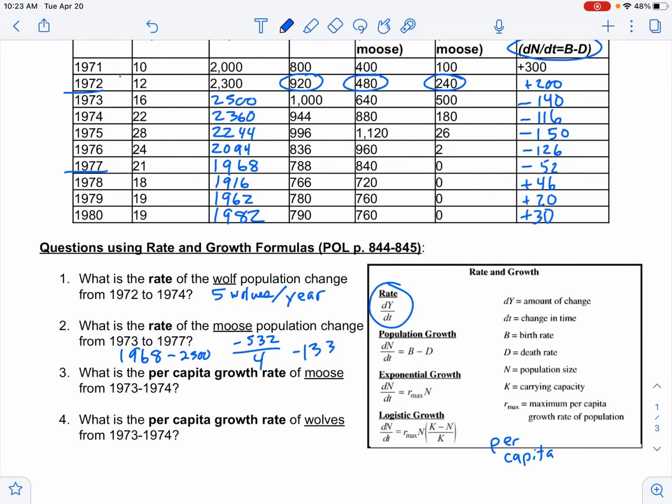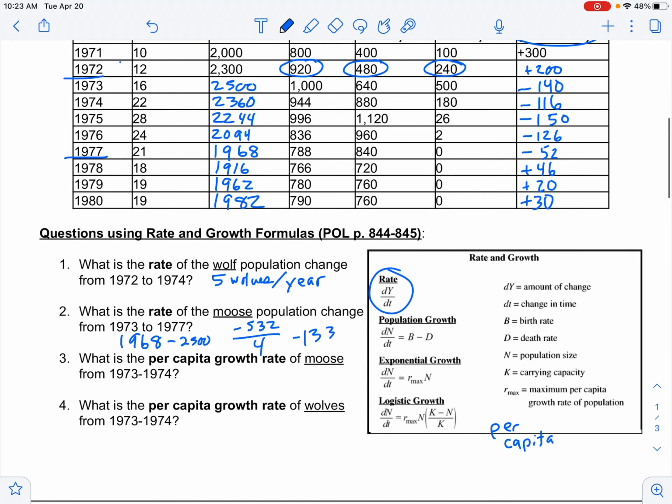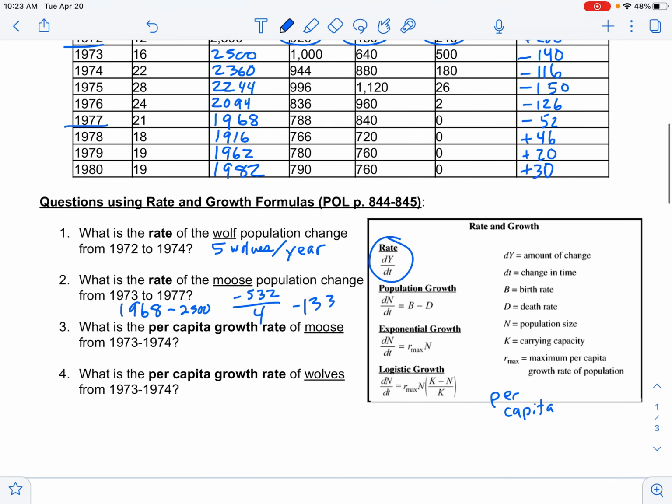So that is 133 moose per year. Negative, I'm sorry, and that's important. It's a negative 133 moose per year. Number 3, what is the per capita growth rate of moose from 73 to 74?